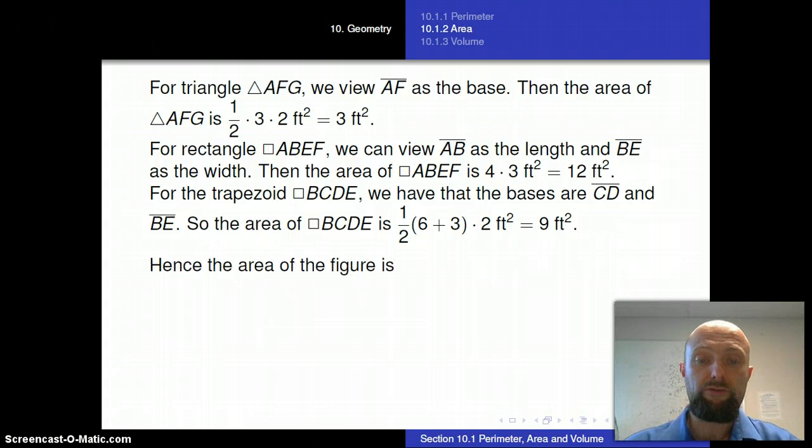Hence the area of the figure is the sum of the 3 areas, 3 square feet plus 12 square feet plus 9 square feet, which is 24 square feet.